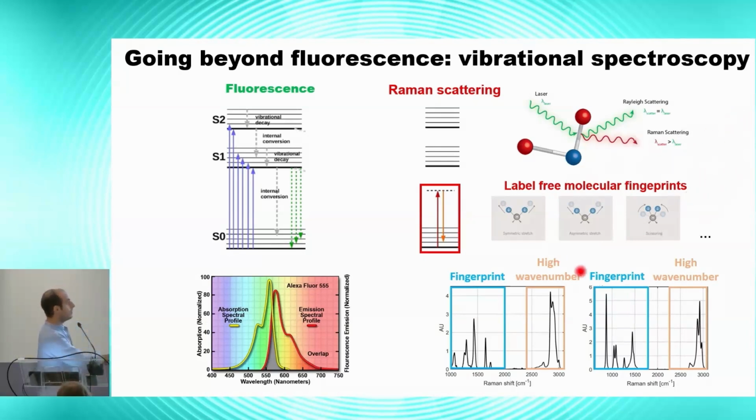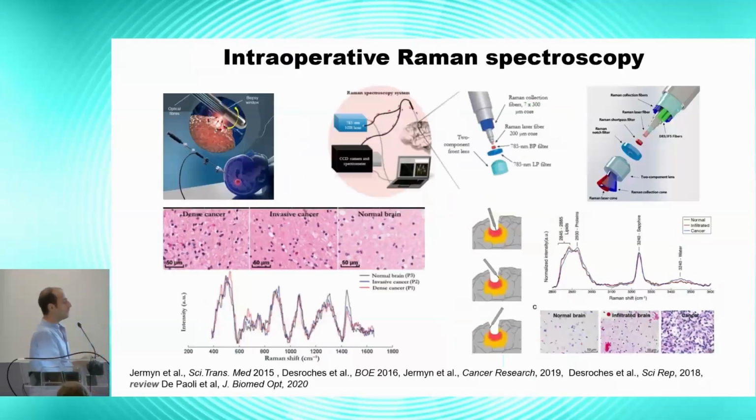But the payoff is that you have label-free information. For example, here is an example of olive oil and ethanol, and you have molecular information from your sample. This technique has been widely employed, and one of the most interesting applications is its use in intraoperative Raman spectroscopy.